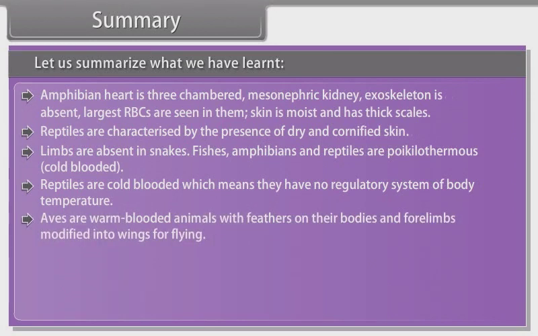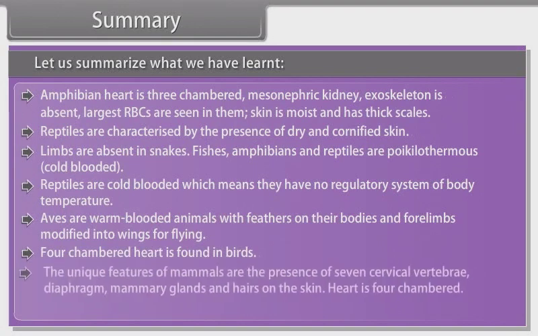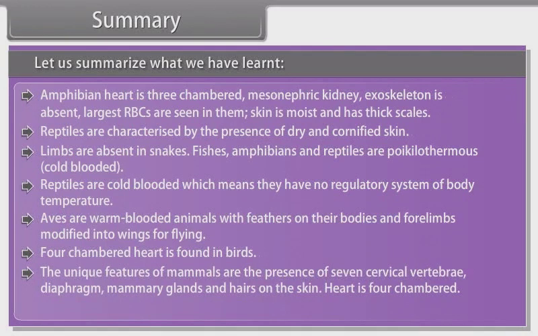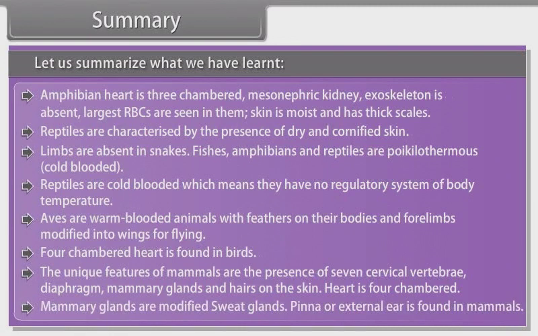Aves are warm-blooded animals with feathers on their bodies and forelimbs modified into wings for flying. Four-chambered heart is found in birds. The unique features of mammals are the presence of 7 cervical vertebrae, diaphragm, mammary glands, and hairs on the skin. Heart is 4-chambered. Mammary glands are modified sweat glands. Pinna or external ear is found in mammals.